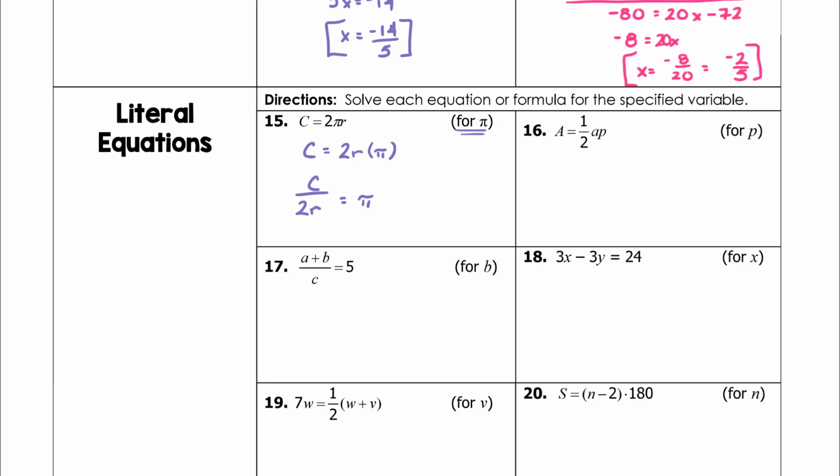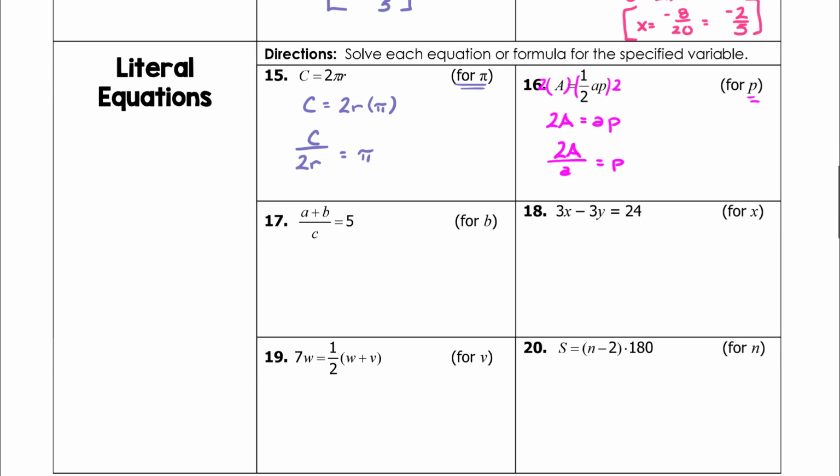The same thing happens over here on number 16, where I'm solving for p in this case. The first thing that I may want to do on this one though is multiply everything by 2 to get rid of that fraction. And so now I have 2a is equal to little a times p. Divide everything by little a. And I get p is equal to 2a over little a. With 17, we're going to solve it for b. So I multiply both sides by c in this case. So I get a plus b is equal to 5c. And I'm going to subtract the a to isolate b. So I get 5c minus a.